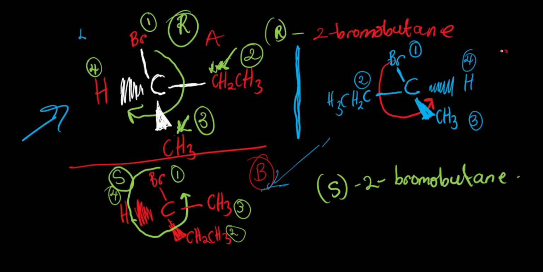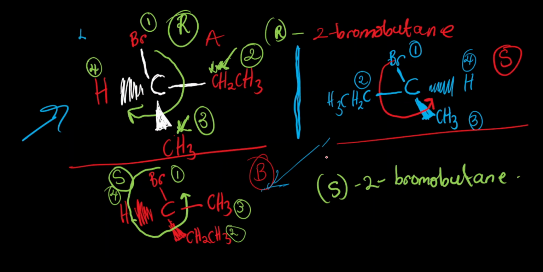Okay, so this has an S configuration, also because our least priority group is attached to the dashed wedge. That is very important. The least priority group doesn't have to be hydrogen. It could be another atom, but always take note of the fact that in order for us to take clockwise to be R and anti-clockwise to be S, the least priority group must be attached to the dash wedge. So in this structure, the least priority group is attached to the dash wedge, and we move in an anti-clockwise direction, so it's an S.